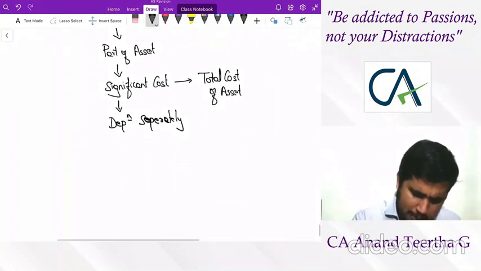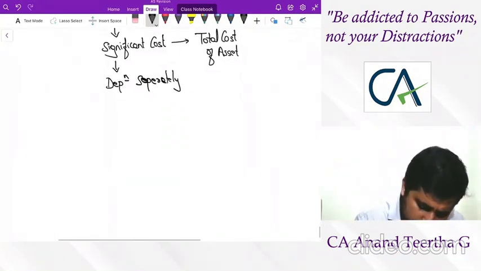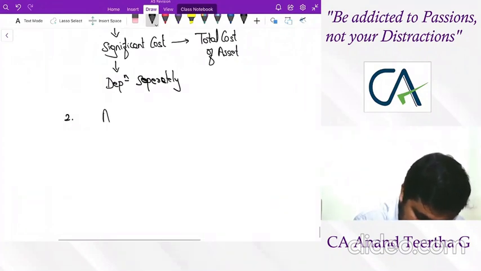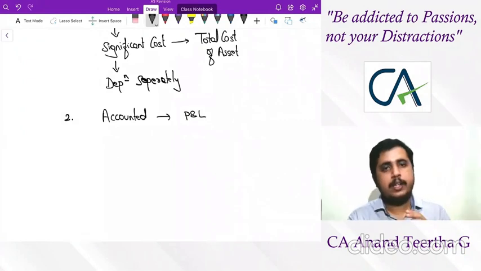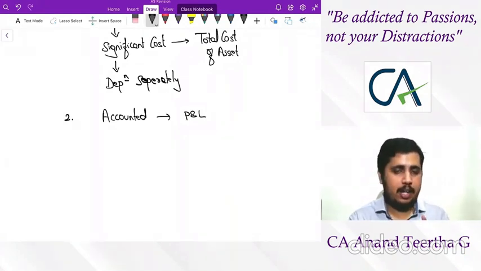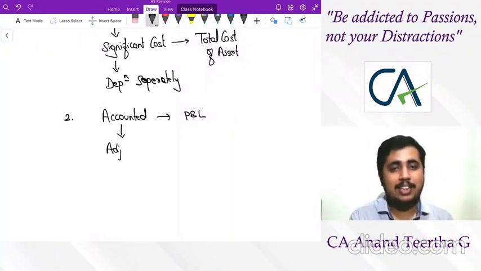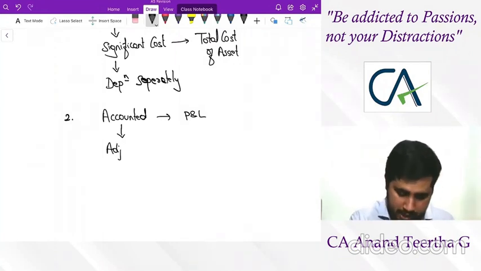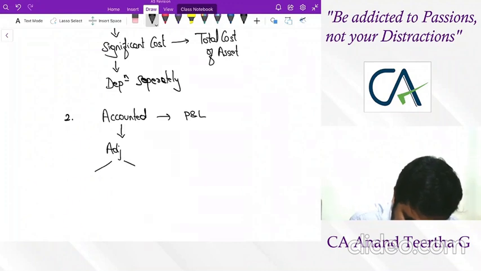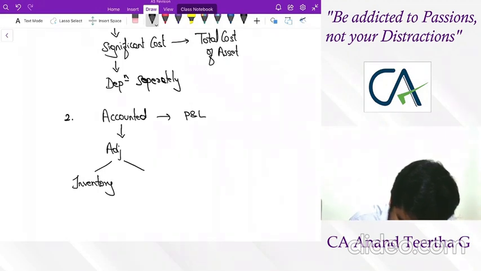Now, the next part of depreciation is how it is accounted. Depreciation is always transferred to P&L. However, sometimes adjustments are made rather than transferring it to depreciation. Example, adjustment might be made to inventory or adjustment might be made to intangible assets covered by those standards.